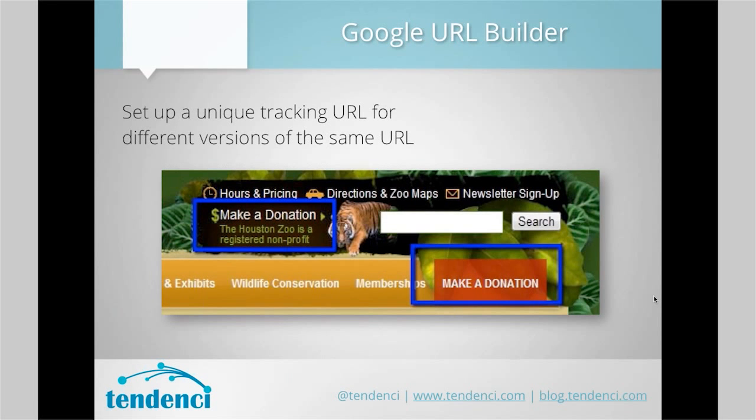So there are two A/B testing tools we're going to talk about within Google Analytics. The first one is the Google URL Builder. And what that does is it lets you build a URL, create a URL that's got tracking code on it. So it makes each URL unique. So even though these two buttons go to the same donation page, I can make a unique URL for each one so I can tell which one got the most clicks, which one had more engagement.